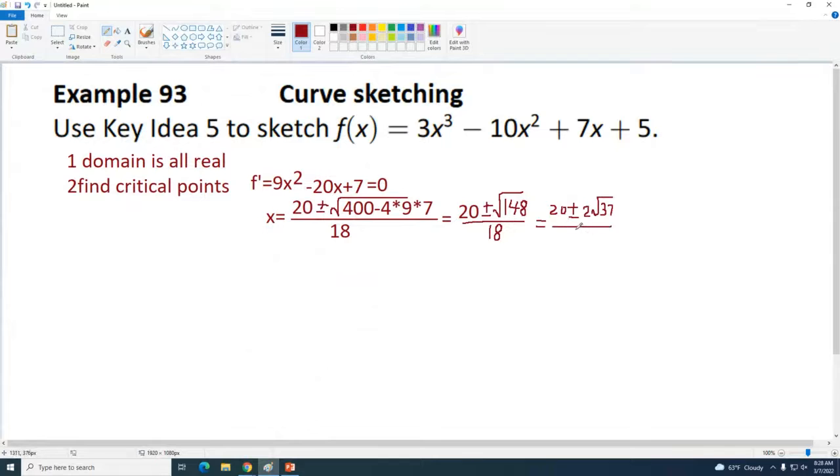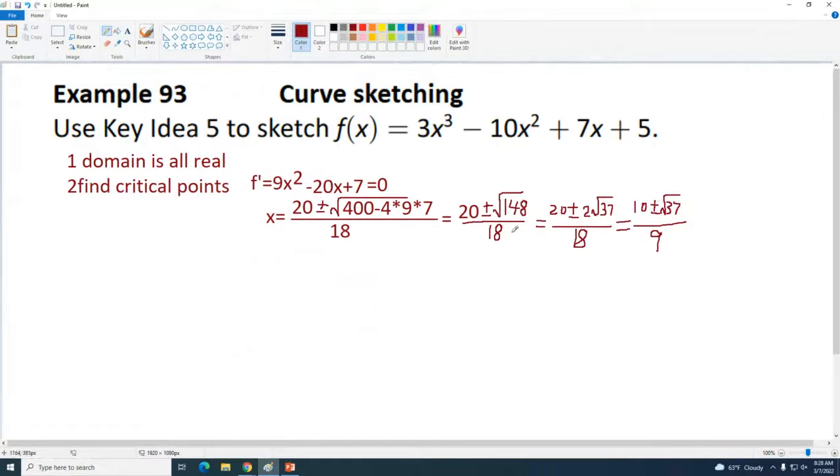Let's factor out. Every term has an even coefficient, so we divide it by 2. Then this divided by 2 is 9, this divided by 2 is 10, and the 2 is gone, so we have root of 37. Okay, so far? So that's the critical point.